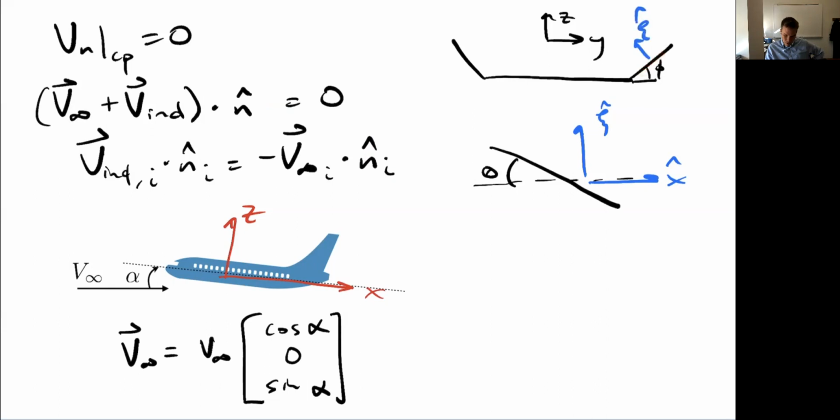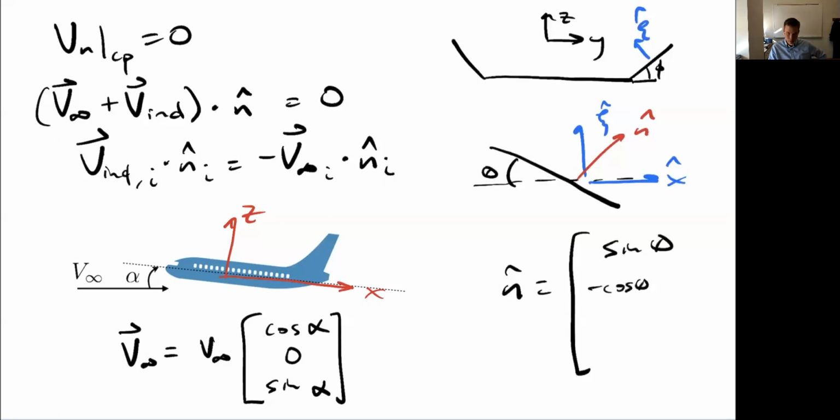In that frame, I can now twist it. That would be vertical here. I can twist it, and this finally is my n hat. I need to account for both of those things. This is n hat, normal to the panel. If you do those two projections, you'll find that n hat is sine theta in the x, minus cosine theta sine phi in the y, and cosine theta cosine phi in the z.